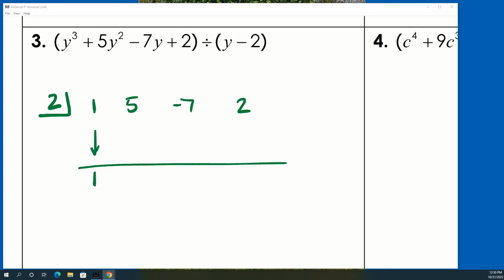All right, so that 1 drops down under the line, and then we just start multiplying and adding. So we multiply 2 times 1, and then we add, and then we multiply 2 times 7, and then we add, and then we multiply again, and then we add.